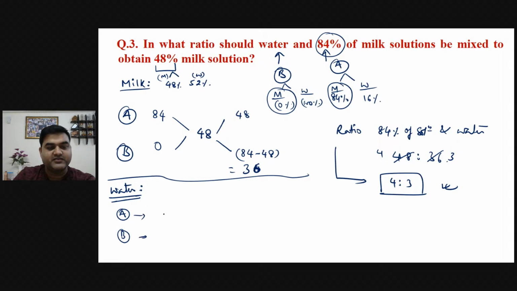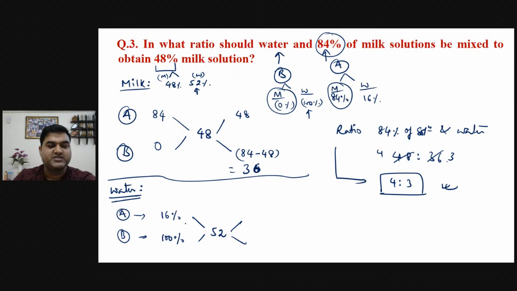So here we have 16% of water, and in the water solution 100% of water. Adding these two, what we get as the resultant is the 48% milk solution. What is the percentage of water in that? 52%, correct?